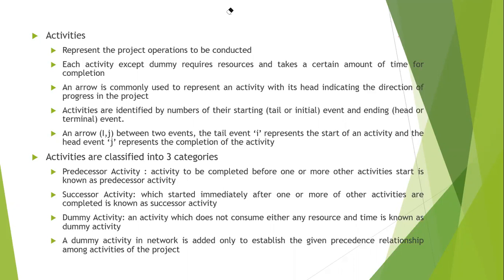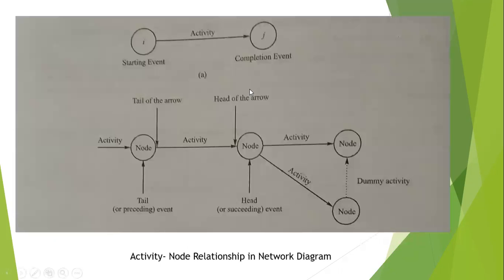Okay, so this is how it will work. If you can see the first diagram, starting event, ending event, the activity is in the arrow, and everything has been given. This is the tail of the arrow, this is the head of the arrow. And now look at the dummy activity, how it is required.